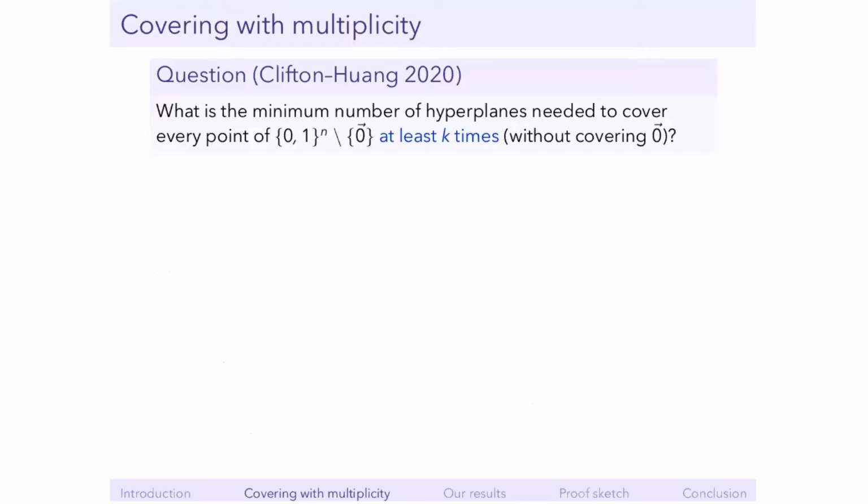It's just a natural generalization of this Alon-Füredi question, which is: what's the minimum number of hyperplanes that you need to cover every point of the hypercube at least k times? So now there's some parameter k. I want to cover every point at least k times while not covering the origin. So just a higher multiplicity version of the question we just saw.